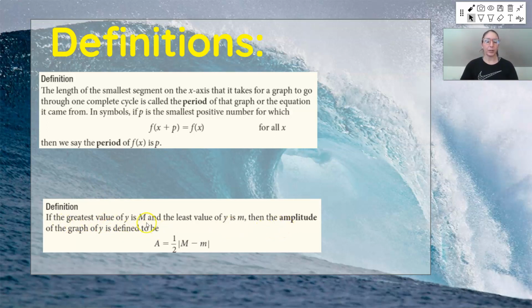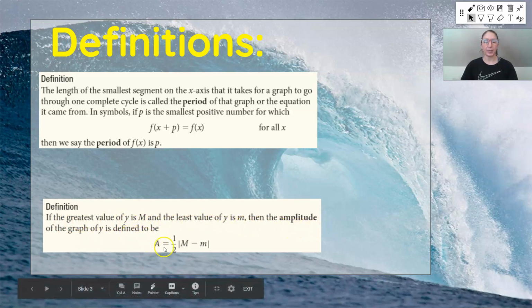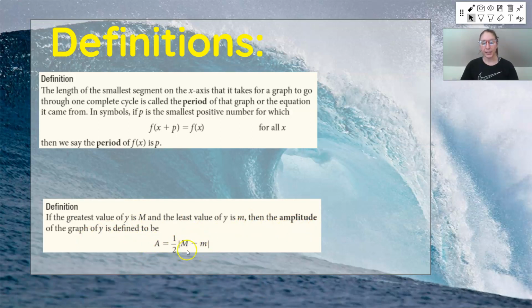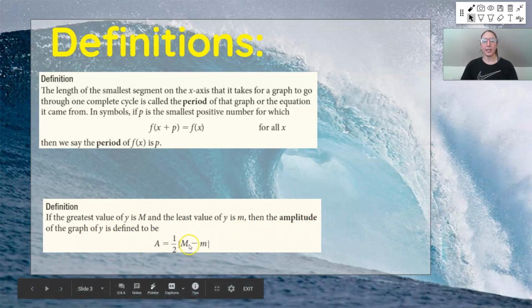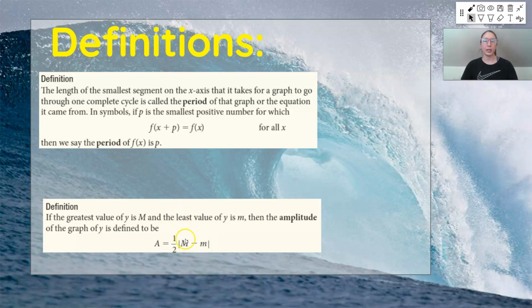And then amplitude. So what is amplitude? The greatest value of y is capital M, and the least value is lowercase m, and the amplitude of the graph is defined to be capital A, one half of the absolute value of the difference, capital M minus little m. All this means is take the highest point on the graph, take the lowest point on the graph, and cut it in half. Okay, so the amplitude is not just the highest part on the graph. It's also not the complete distance between the highest and lowest. It's half. So look at the highest point on the graph, look at the lowest point on the graph, half that. That's what we're going to call amplitude.